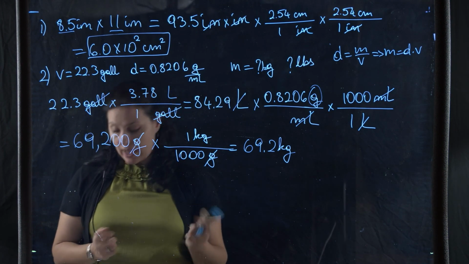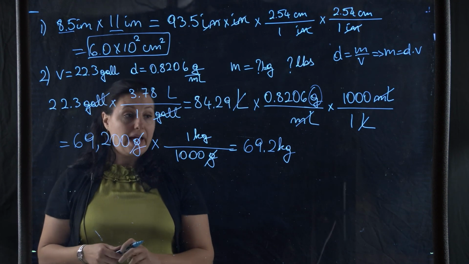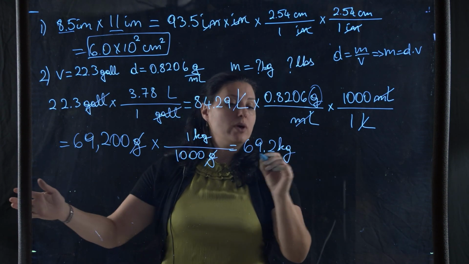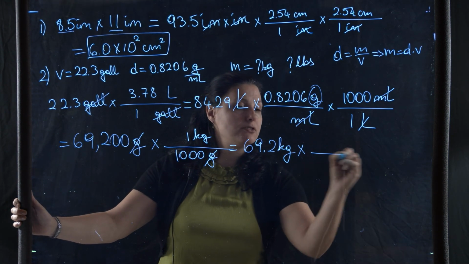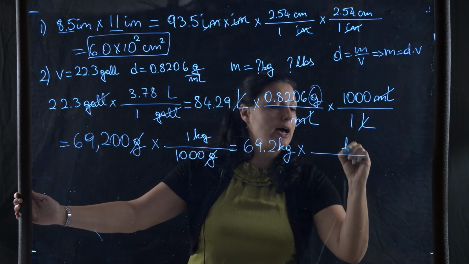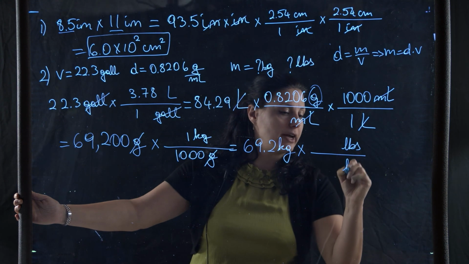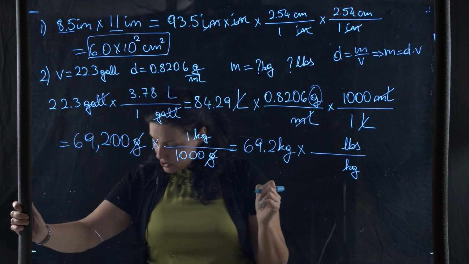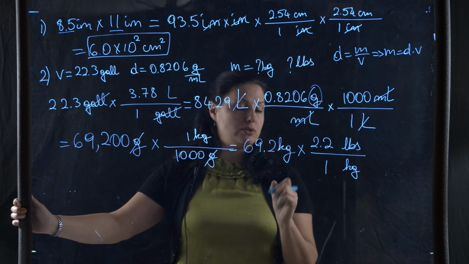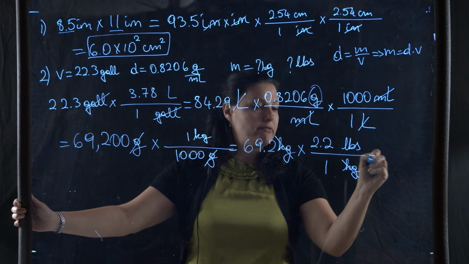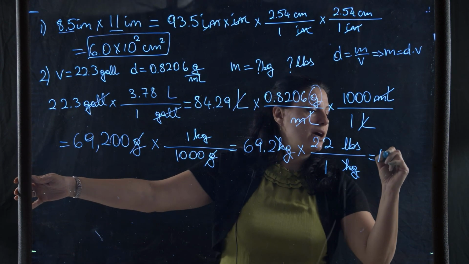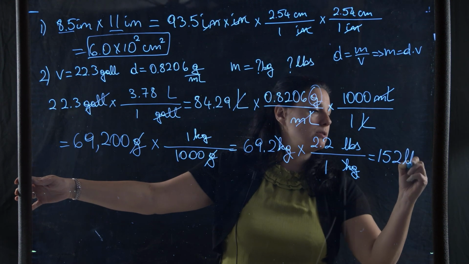69.2 kilograms, but I want to convert it to pounds because it tells me it wants it in kilograms and in pounds. Okay, well, now that I have it in kilograms, there is a conversion factor that converts from kilograms to pounds. So I need pounds on top, and I need kilograms at the bottom. And the conversion factor is 1 kilogram has 2.2 pounds. My kilograms will cancel, leaving me with pounds. And if I do that correctly, it would be 152 pounds.